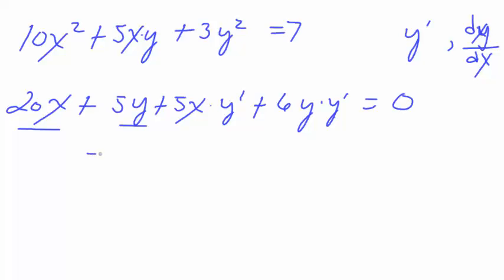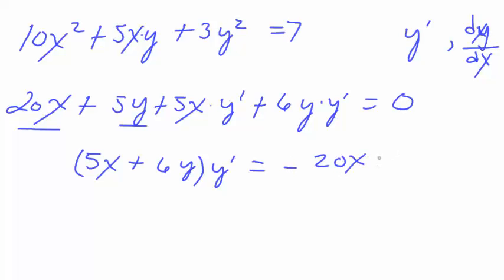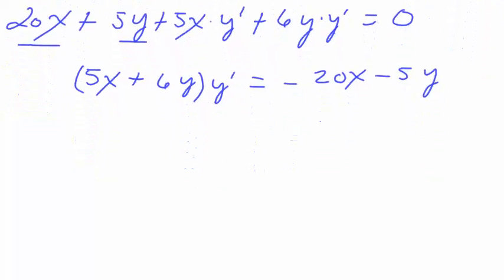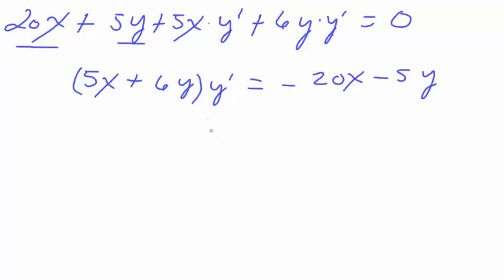And so we end up with 5x plus 6y. Now I'm factoring out the y prime. And now we'll take the 20x and the 5y over to the right, minus 20x minus 5y. Okay, and then of course we have y prime is equal to, now I'm going to factor this negative out. All right, so we're left with 20x plus 5y, and that's going to all be over 5x plus 6y.